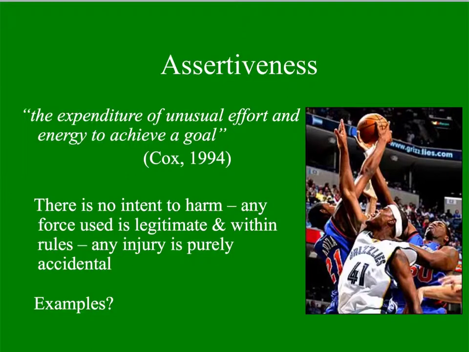So there are lots of examples in sport where we're just playing hard but fair. The basketball players here are just trying their best, being physical, being tough, trying to win that ball from the rebound, but they're not actually trying to hurt each other. So any injury that did occur as part of this would be totally accidental. That's the difference with assertiveness.